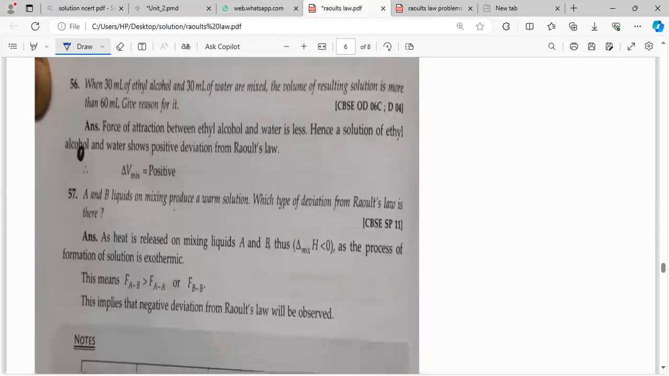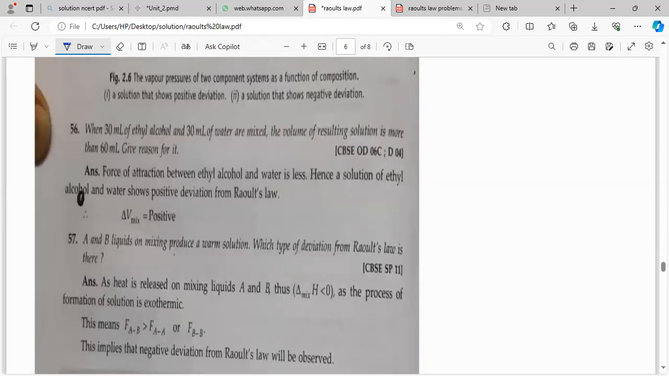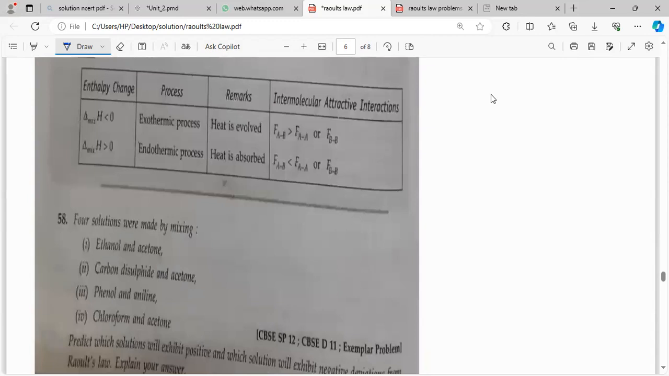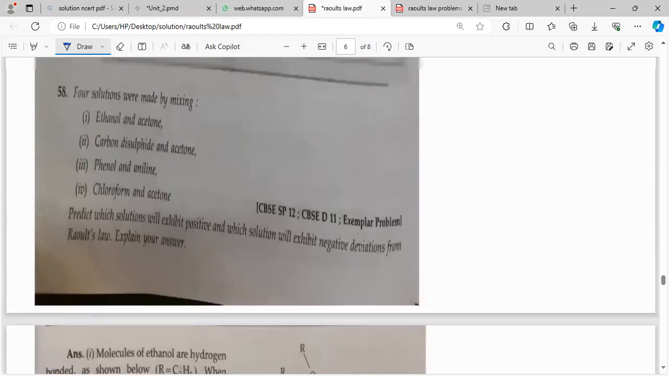These are previous year questions. Here the sign is very important. Enthalpy change, endothermic, heat evolvement: these examples are there, and I will share them with you. This is example 58.